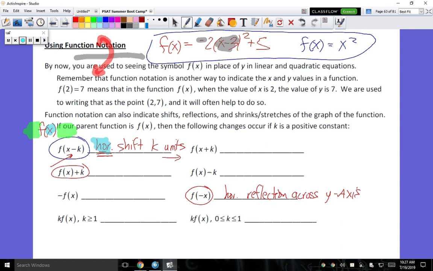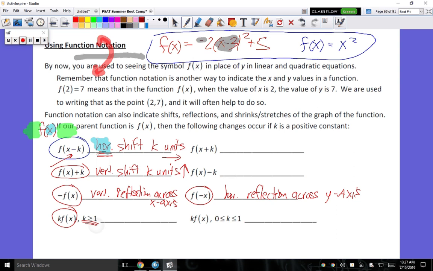How about this one? Vertical shift, k units up. This one? That's a vertical, good, because you're outside, right? And you can already start picturing this. A vertical what? Reflection over the x-axis. Yes. Vertical reflection across the x-axis.